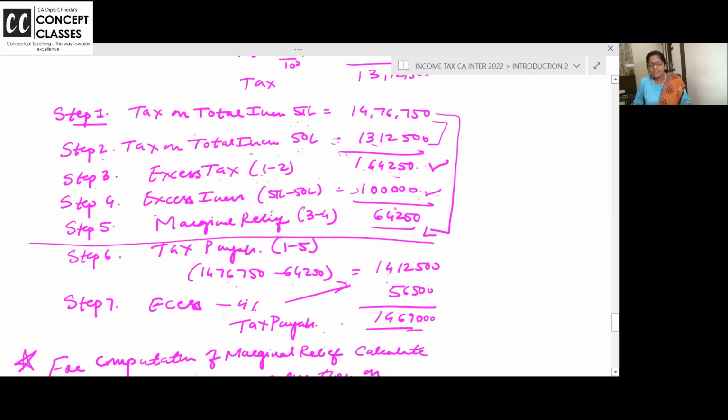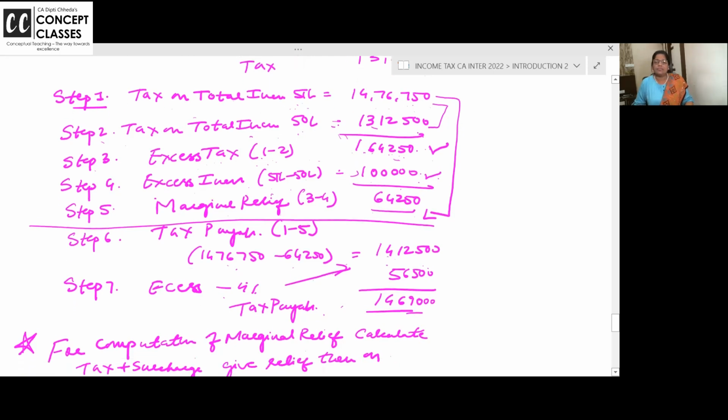Arey, now what is this? This is too absurd. Extra kamana 1 lakh or tax extra pay karna 1,64,250. How can the extra tax be more than extra income? Government, you keep the extra income. 100% le lo, 1 lakh rupees. Beyond that, whatever tax you are charging, I want a relief. 64,250.